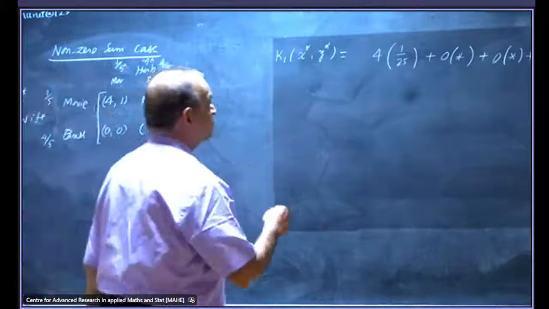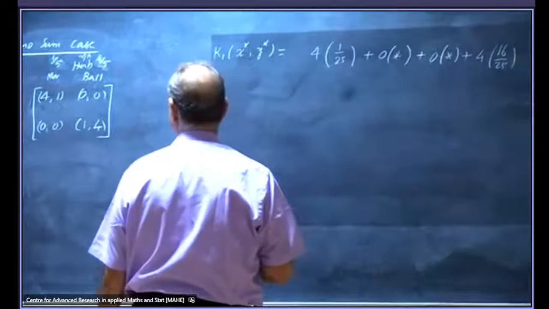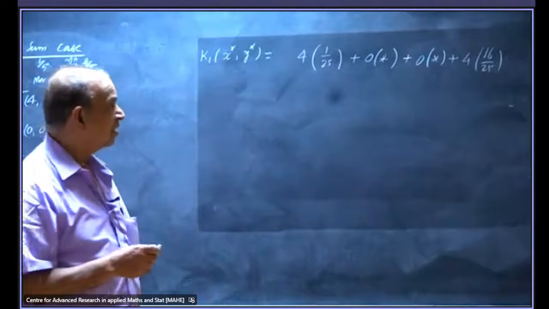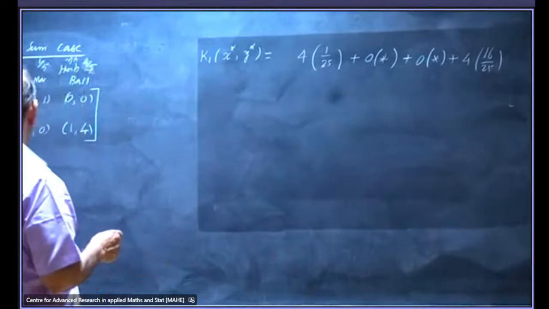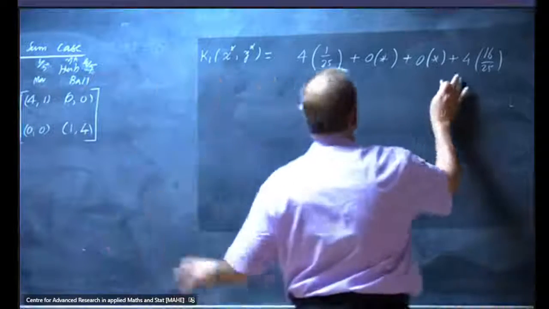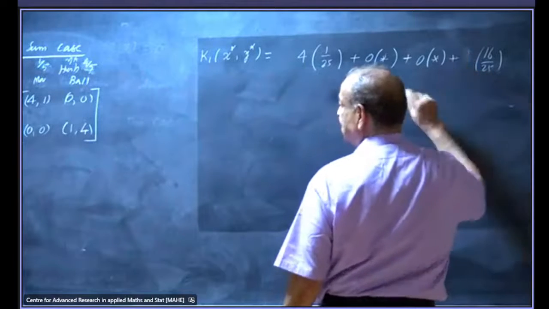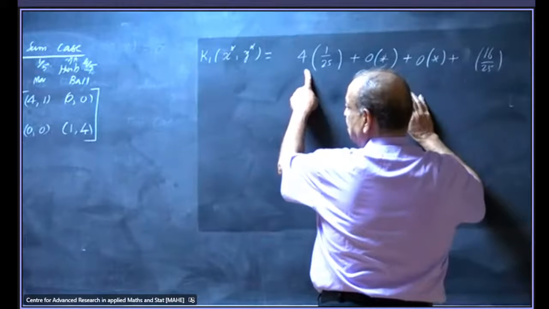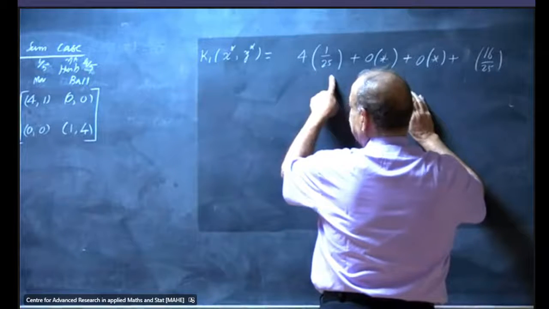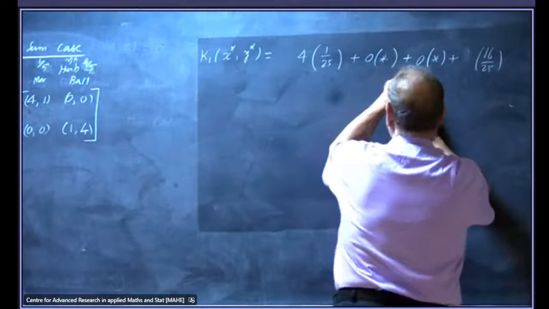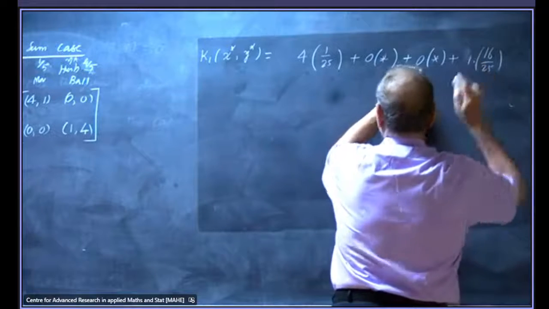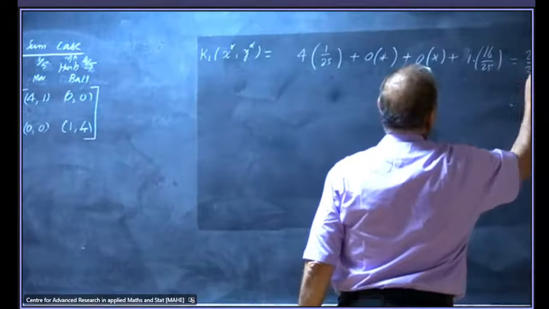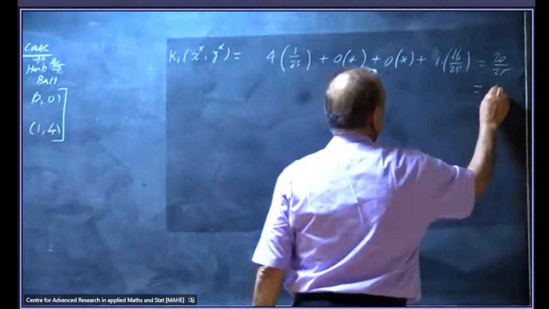So how much does this come to? The last item should be 1, right? It is not, because it's all income only for the first player. So 4 times 1/5 times 1/5, plus 0 times whatever it is, plus 0 times whatever it is, plus 1 times. Okay. So this is 20 over 25, which is 4/5.